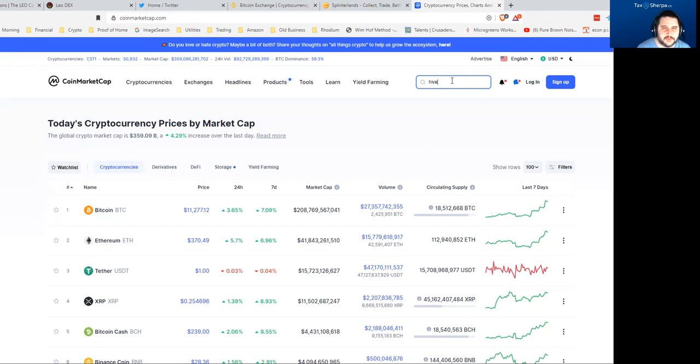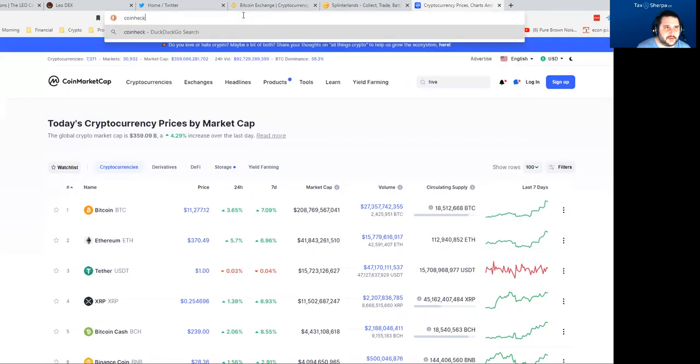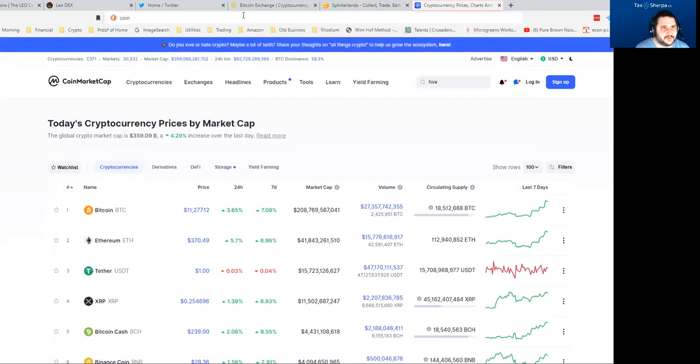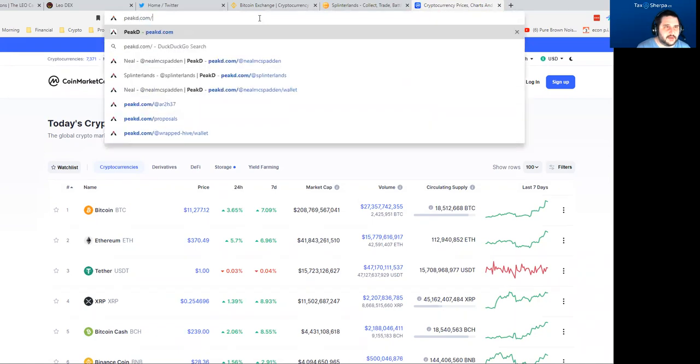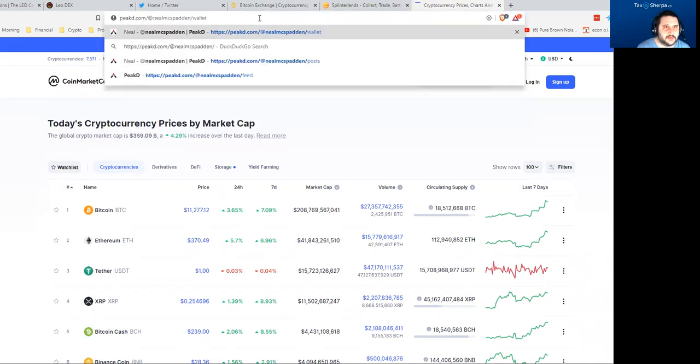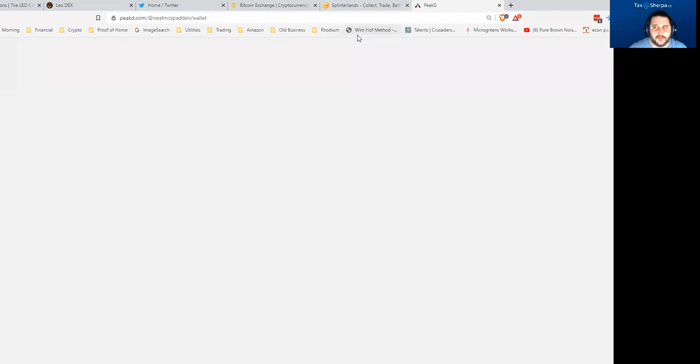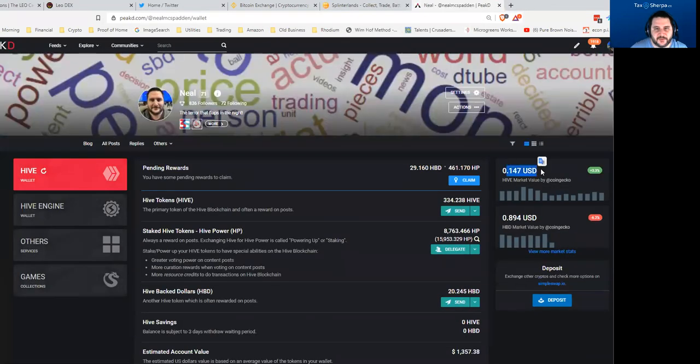Let's try this again. Man, nothing's working right now. Search. All right, let's try CoinGecko. Actually, let's just go to PeakD because they have a feed there. PeakD.com, it's in the wallet. All right, 0.147.